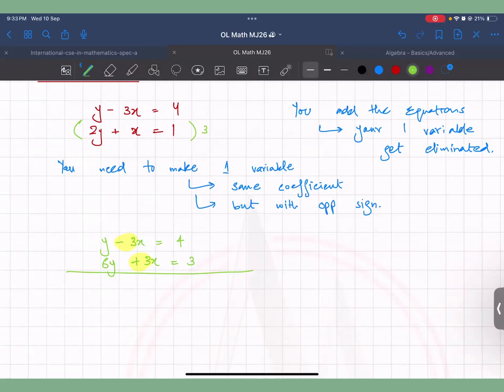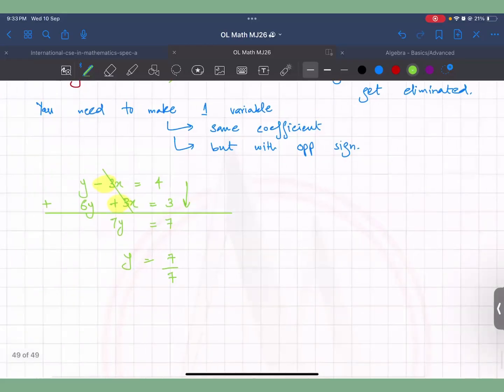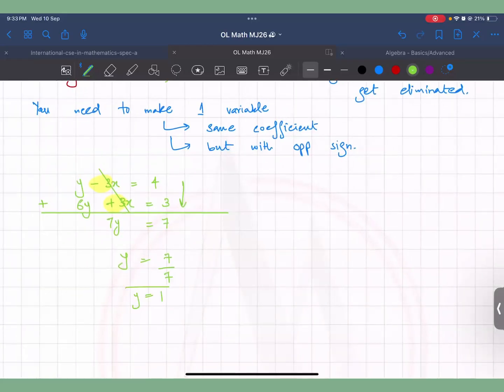Now you would add the equations. When you would add them, so 4 plus 3 is 7, minus 3x and plus 3x, khatam. Minus 3 plus 3 is 0, and y plus 6y is 7y. So look, the variable is eliminated. X eliminate ho gaya. Eliminate matlab gayab, khatam. So now your y would be 7 upon 7, which would be 1.